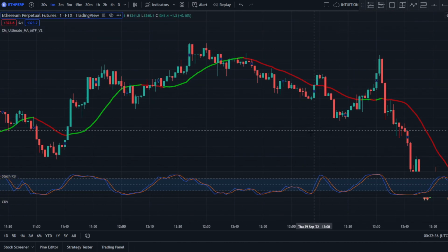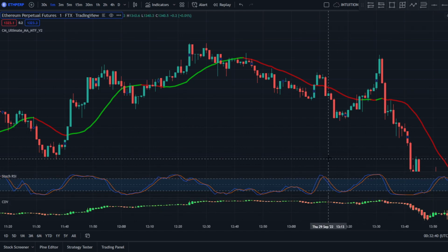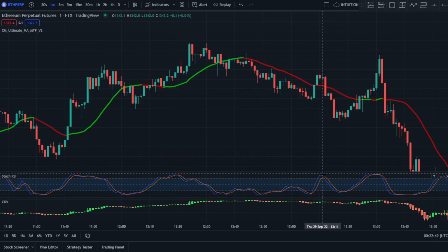You can see that so far, a lot of the signals are being filtered out. It's very hard for you to find trades that are losers because there are very few trades to be taken, and when the trades are taken, the win rates are very high. So right here you have another valid trade.